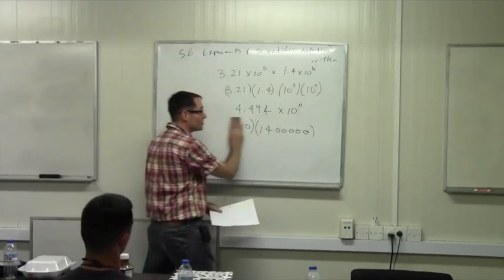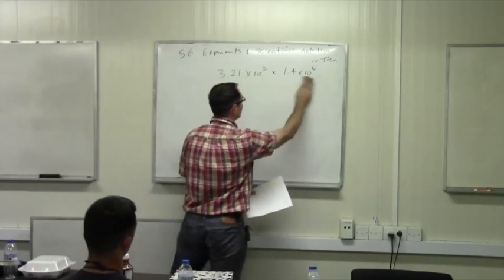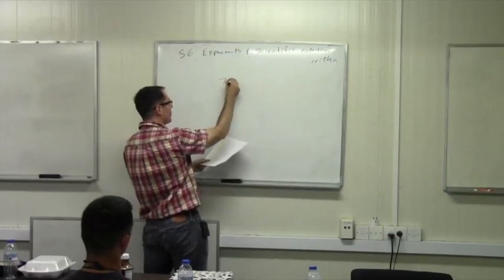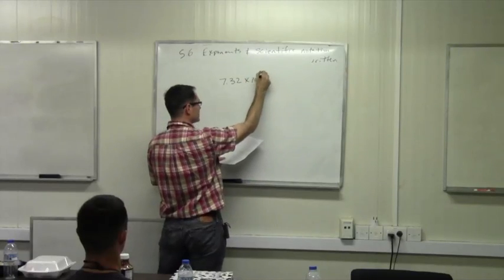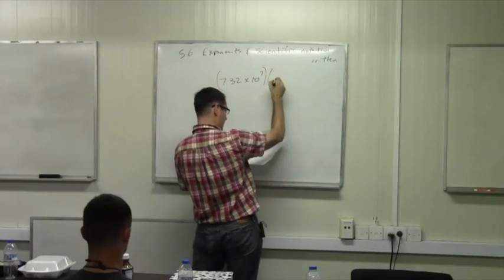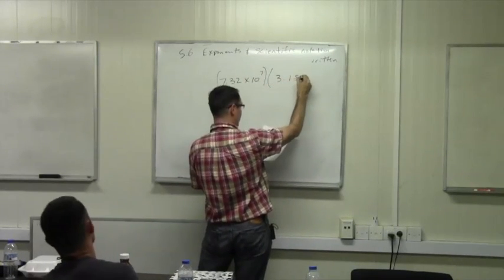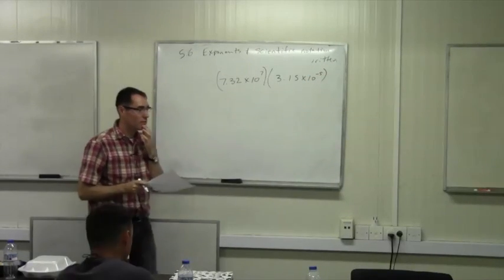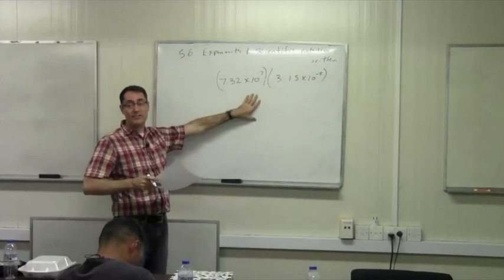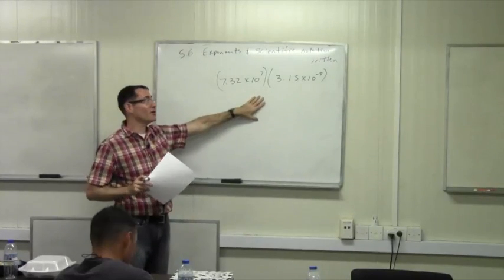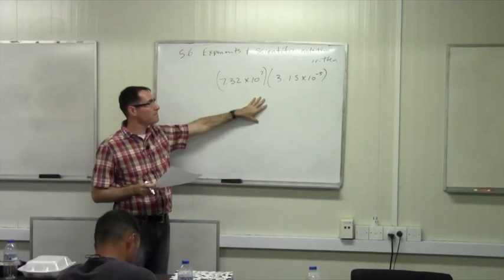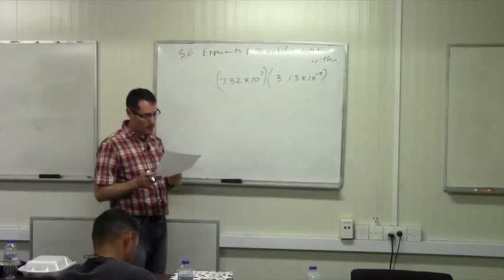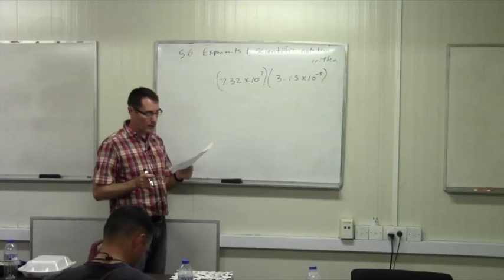So let's try one. You can use your calculators if you want for this other one. 7.32 times 10 to the 7th, times 3.15 times 10 to the negative 5th. You can do that all at once on your calculator, and I'm happy for you to do that. Or you can do it piece by piece, the way we might do it longhand.